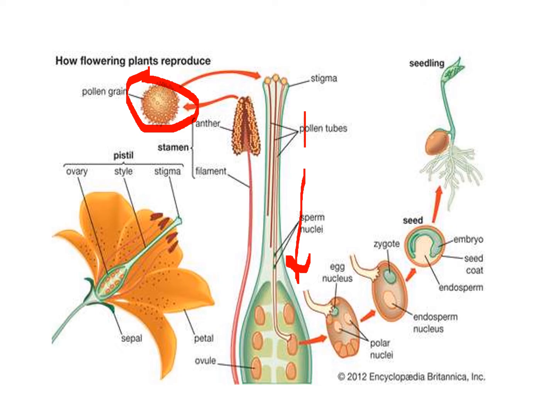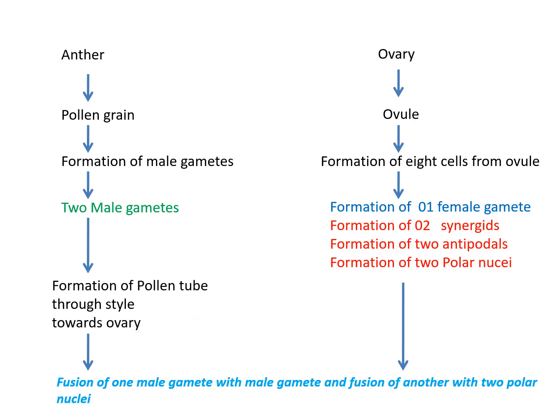In the process of fertilization, we have two types of fertilization, and for this, we have to understand this flow chart. First of all, we have an anther, the male part, and an ovary, the female part. Anther contains pollen grains, ovary contains ovule. Pollen grains divide to form male gametes. The ovule divides into 8 cells. The description of the 8 cells is given below. The most important are one female gamete, two synergids, two antipodals, and two polar nuclei.